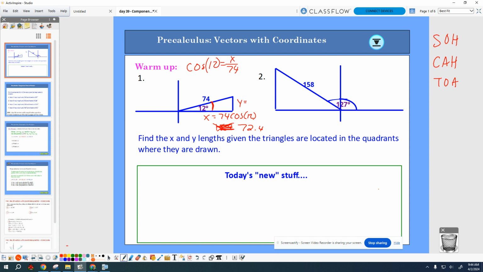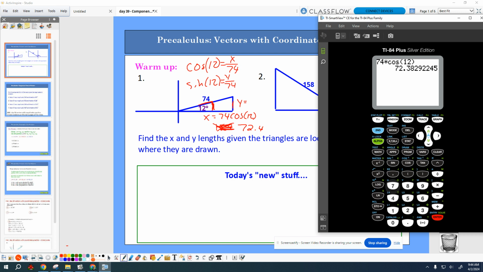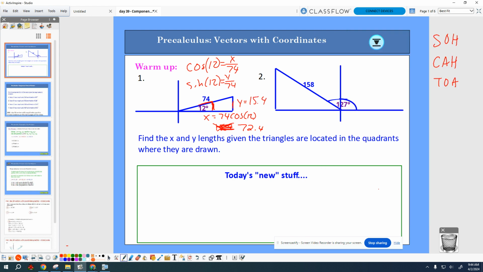How do I find the y? What trig function is going to use this angle, this side, and that side? I don't want to do Pythagorean theorem. I want to use trig. Sine. Sine is opposite over hypotenuse. So sine of 12 is y over 74. Cross multiply, let's check. 74 times sine 12? 15.4. That's what I got.